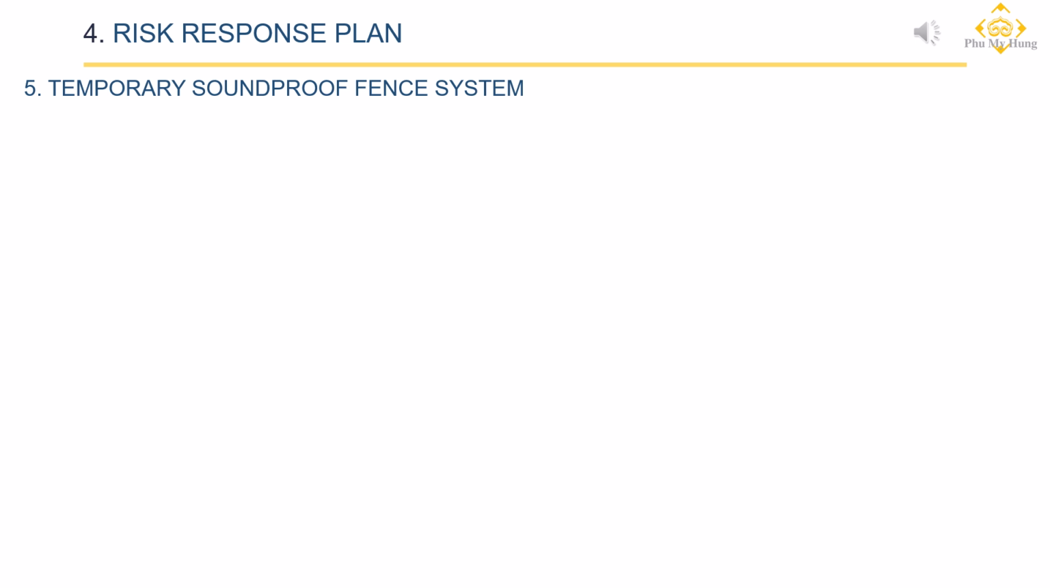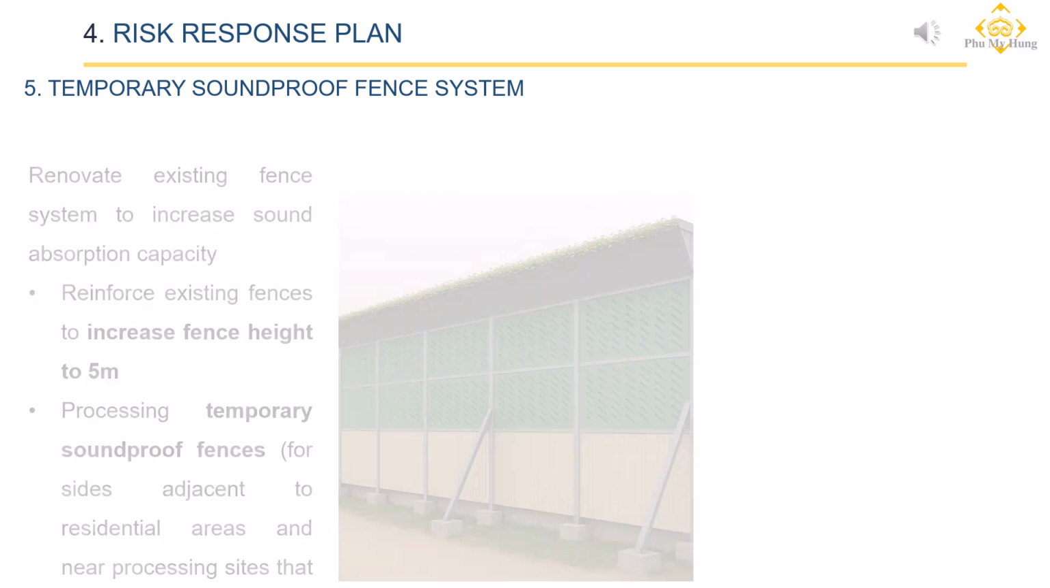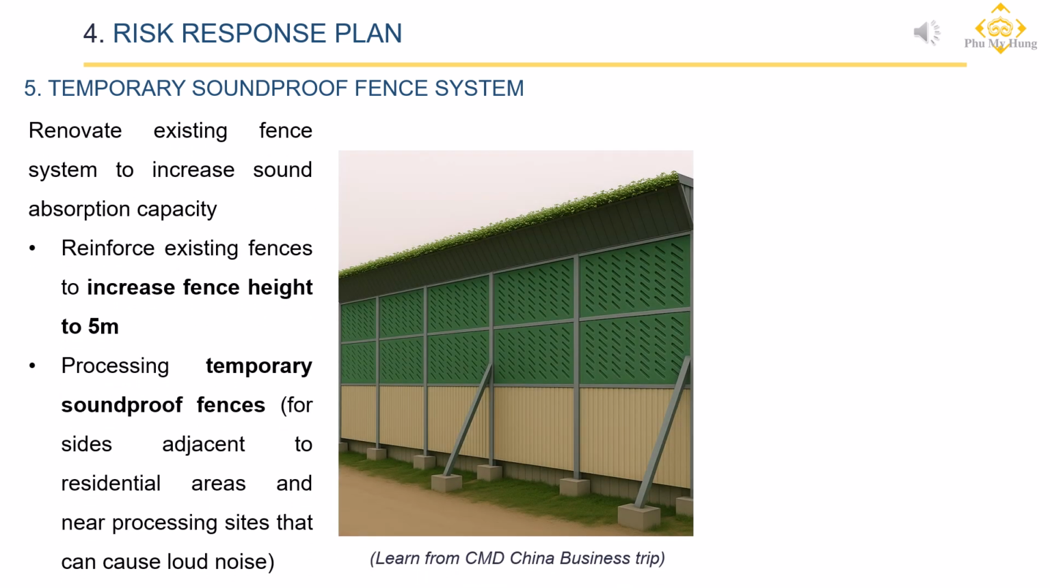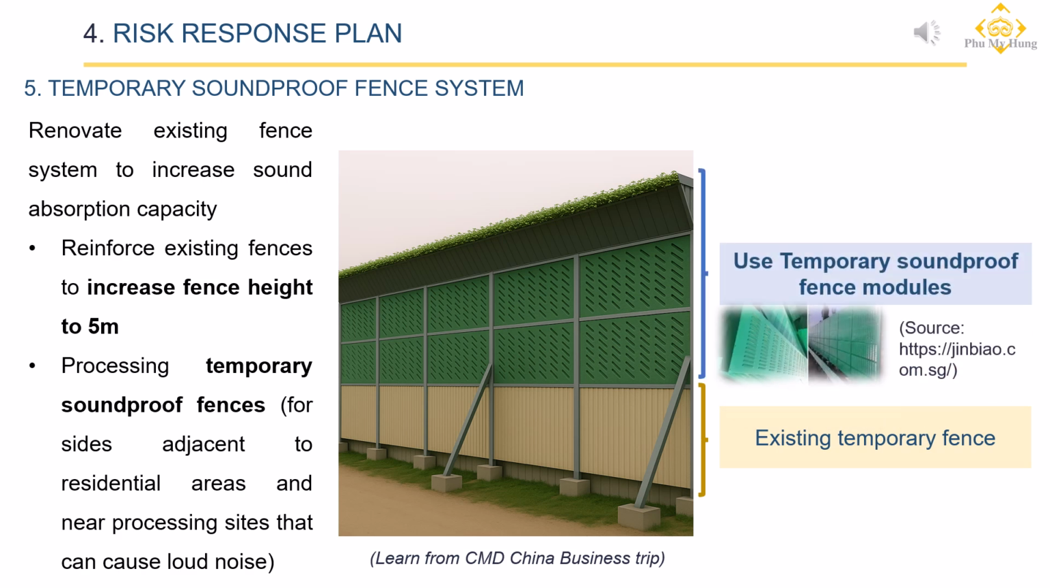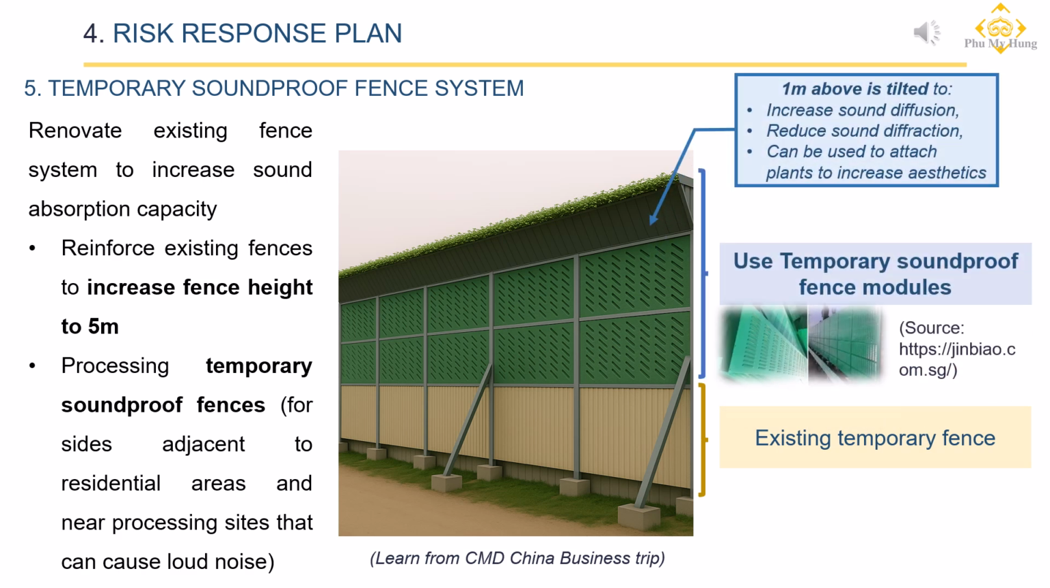H14-3 currently uses the standard 4-meter fence of Fumaihong. To enhance sound absorption while minimizing replacement cost, we propose to retain the existing fence frame, but reinforce it to raise it to 5 m. Attach a sound-absorbing module fence to the top of the fence. In there, the lower 2 meters will remain as regular fencing, while the upper 3 meters will consist of the new acoustic modules. The top meter will be slanted to improve sound diffusion, reduce acoustic diffraction, and optionally hold potted plants to enhance aesthetics.